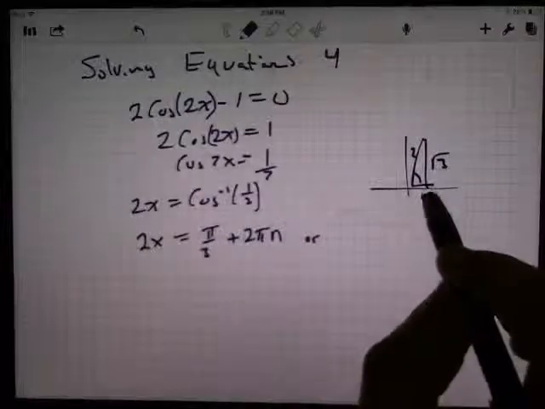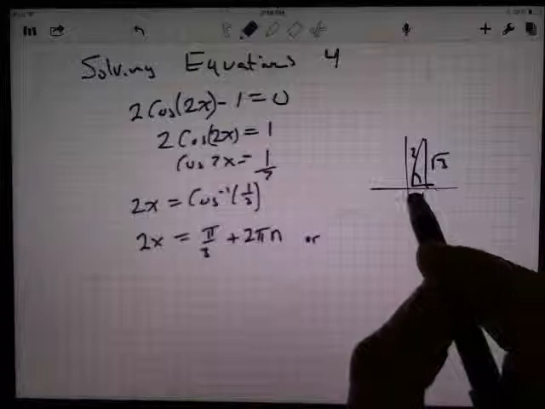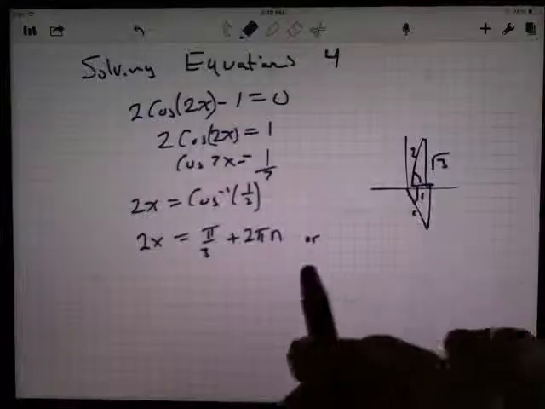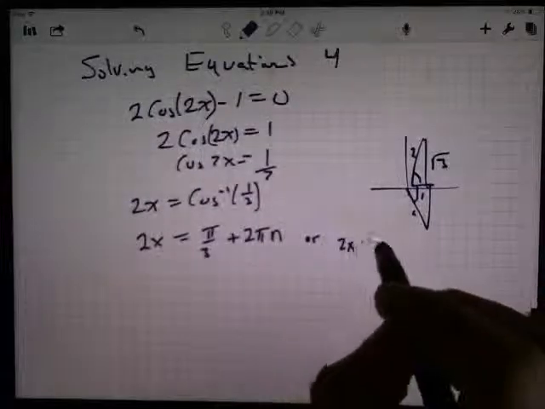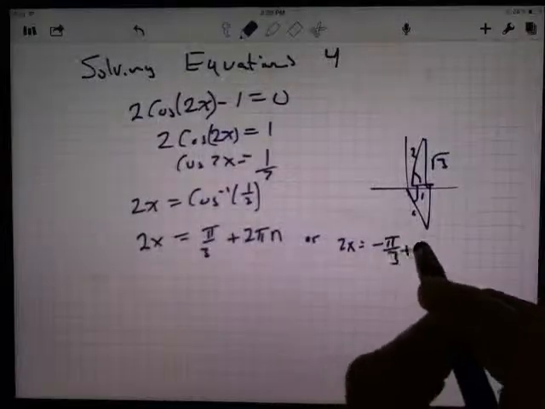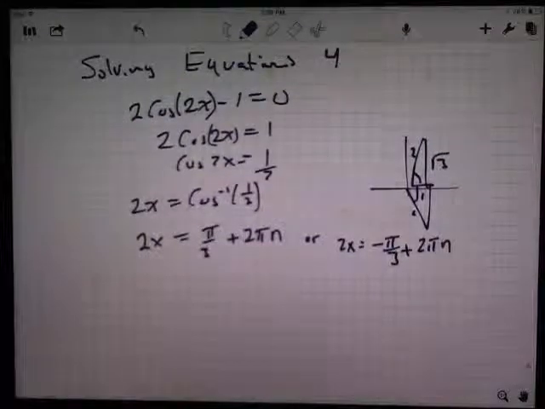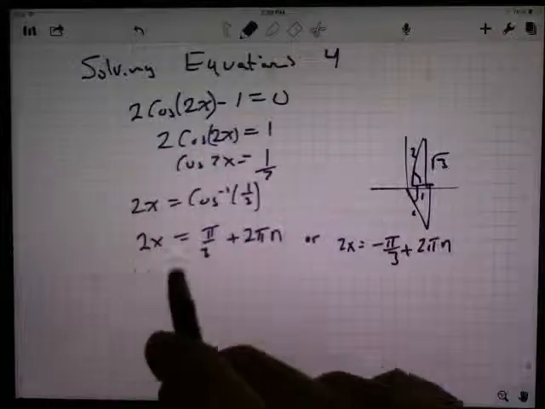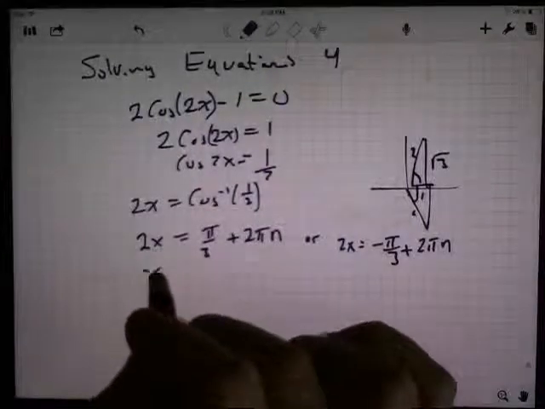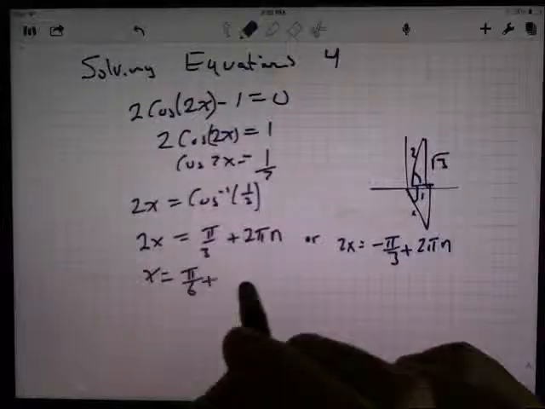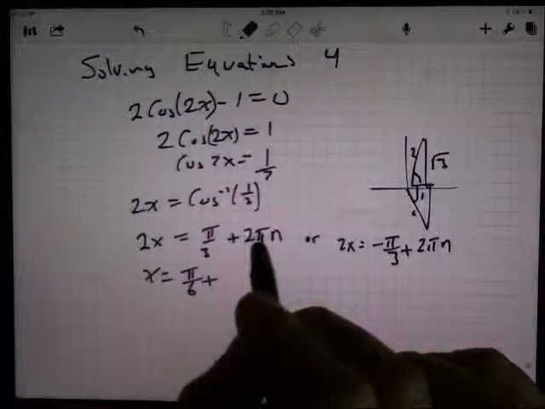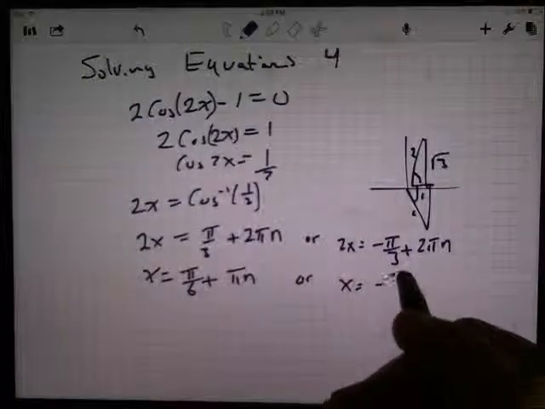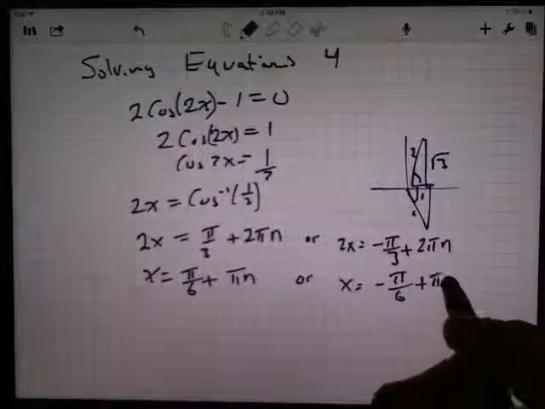Or there's another place where the cosine could be equal to a half, and that would be down here. So that's minus pi over 3, or 2x equals negative pi over 3 plus 2 pi n. But if that's what 2x has to equal in order to get this cosine to equal a half, then x has to be half of that. Divide everything by 2 here. x is pi over 6 plus, and when you divide this by 2 as well, this just becomes a pi n. Or here, x is minus pi over 6 plus pi n.